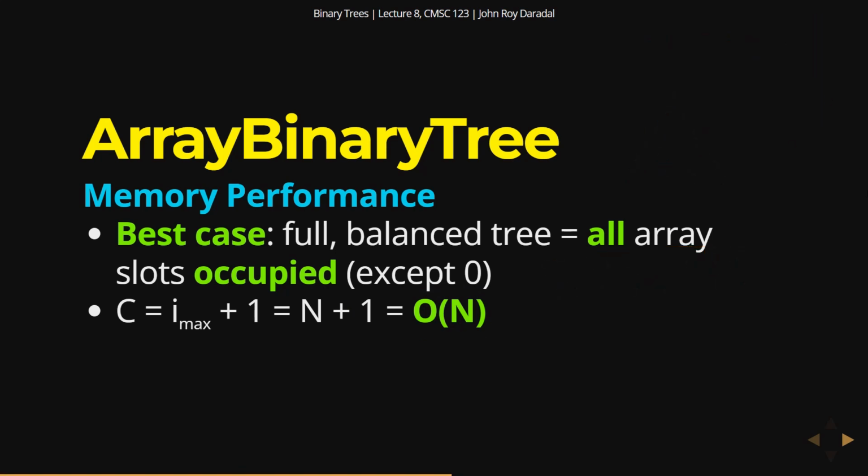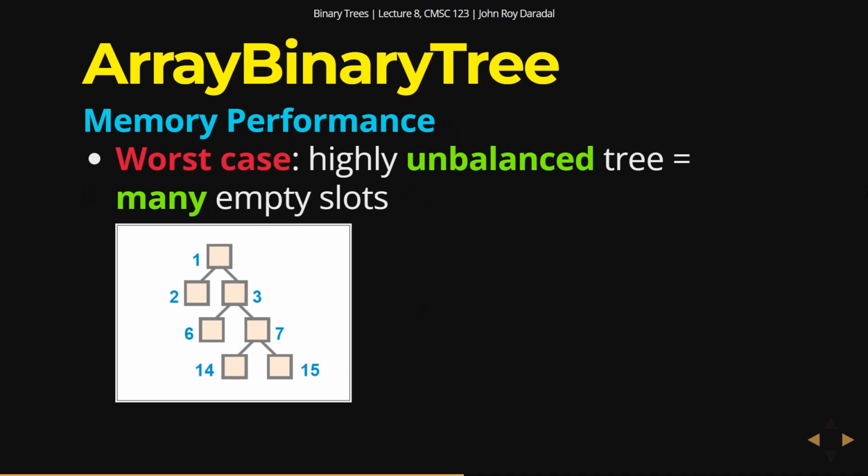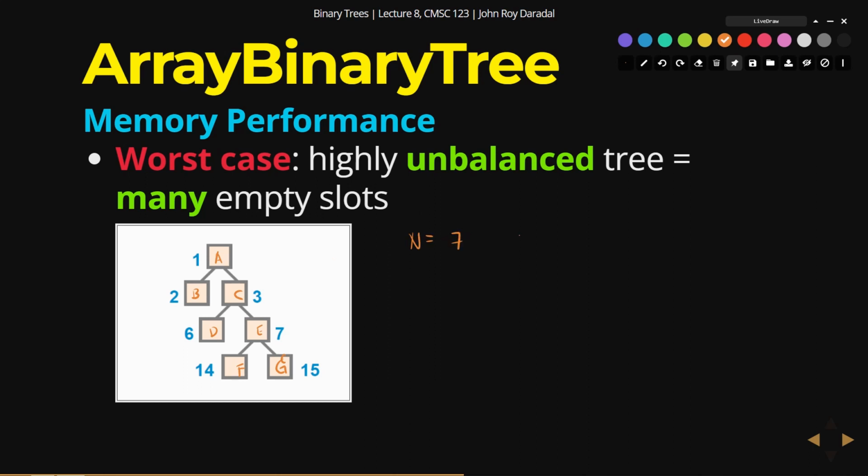However, what is the opposite, the worst case? The worst case is when you have a highly unbalanced tree, okay? And this will lead to many empty slots. And why is that? Okay, so let's draw some here. So let's say that this is A, B, C, D, E, F, and G. So how many items do we have? So we have 7 items, right? But your I max is at 15.